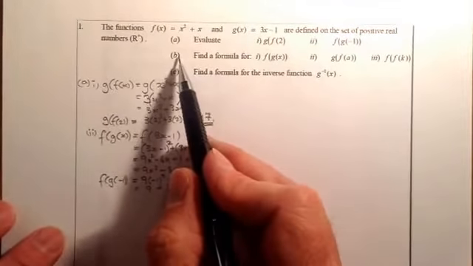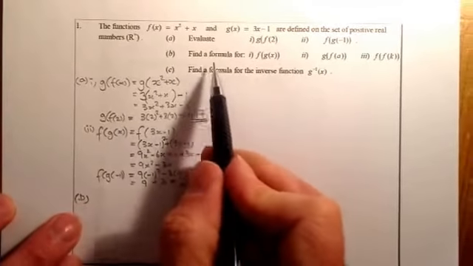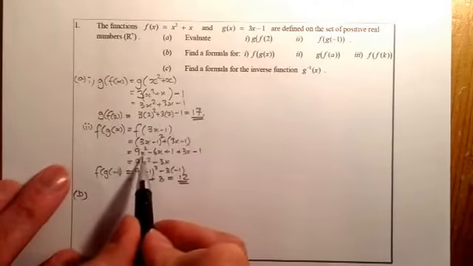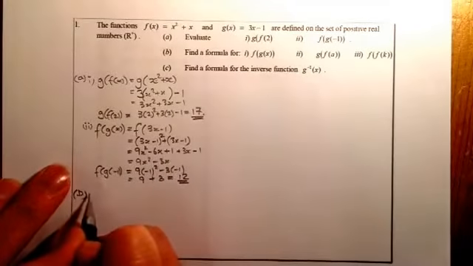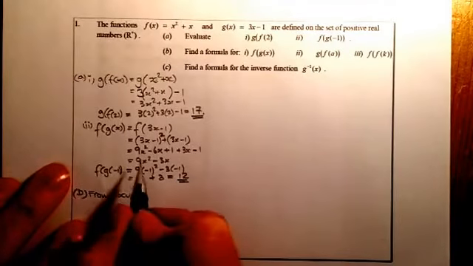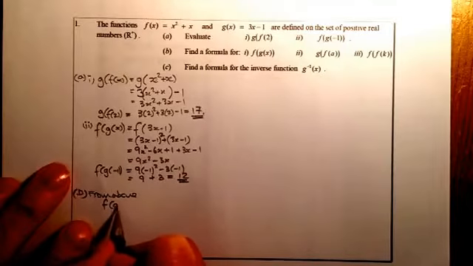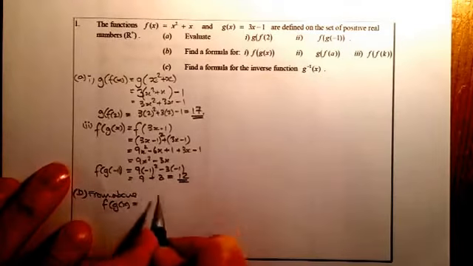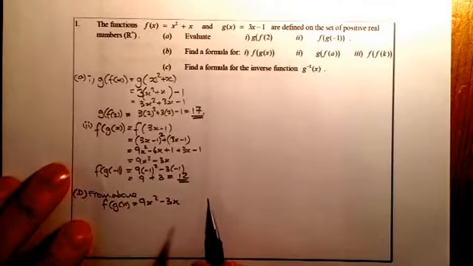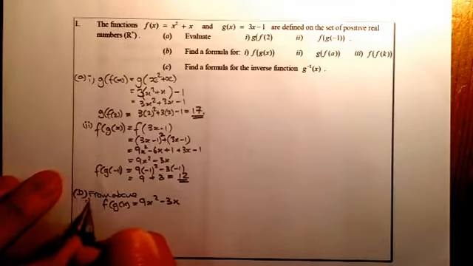Down below, for part B, I'm going to start off by finding the formula for f of g of x. So I've already got that. Here it is. So from above, I'm just going to write that formula down. So it's just f of g of x equals 9x squared minus 3x. And that's that complete. Right, so that was part 1.